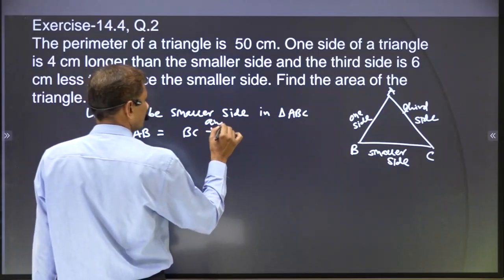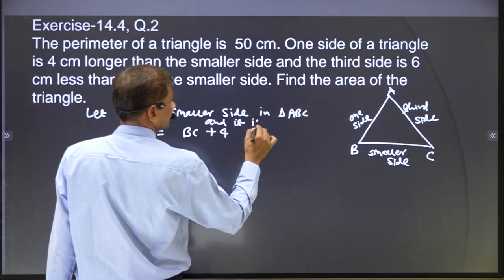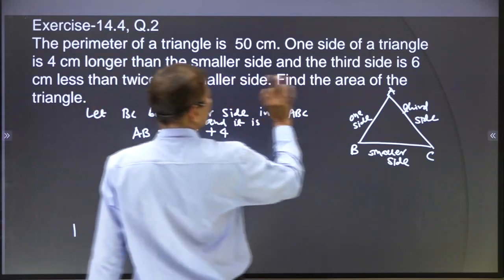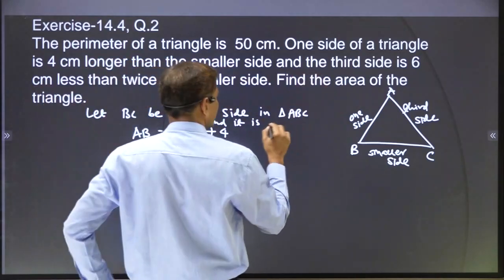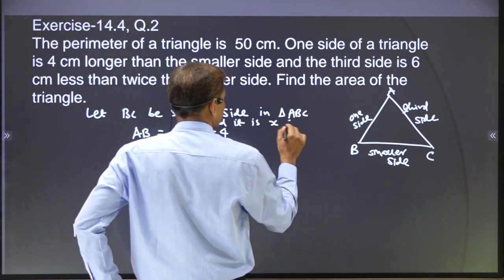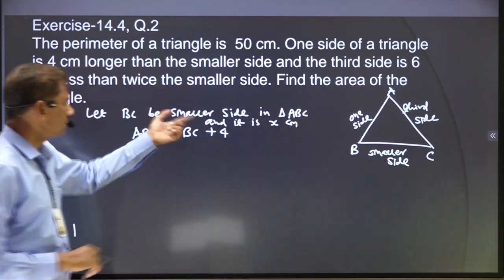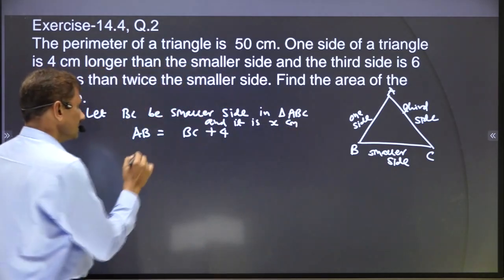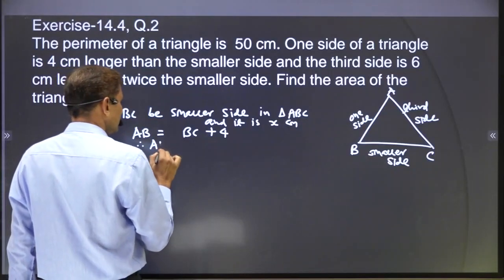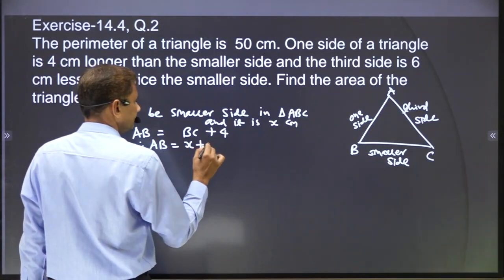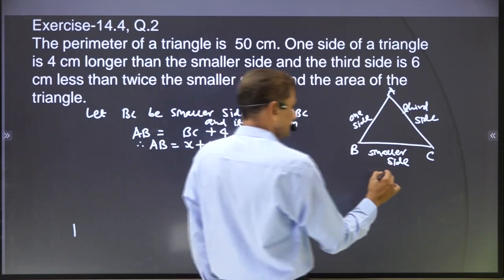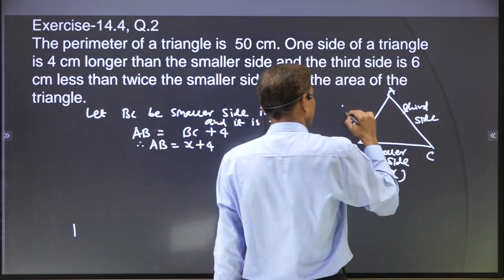And it is in centimeter, x centimeter. So we suppose this is the smaller side and it is x centimeter. So obviously I can write AB equal to x plus 4. So write here x plus 4.